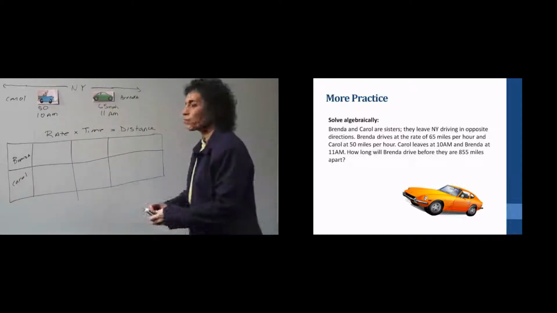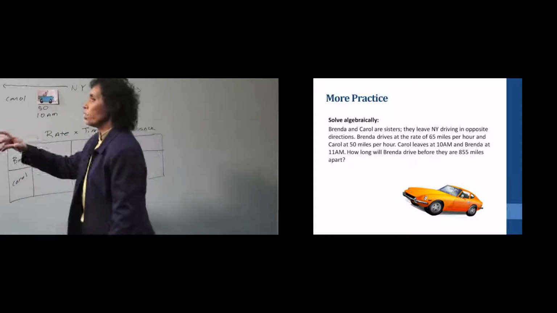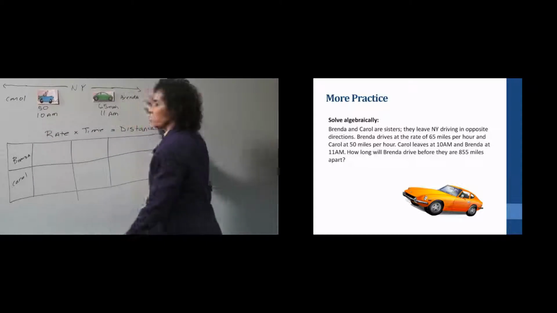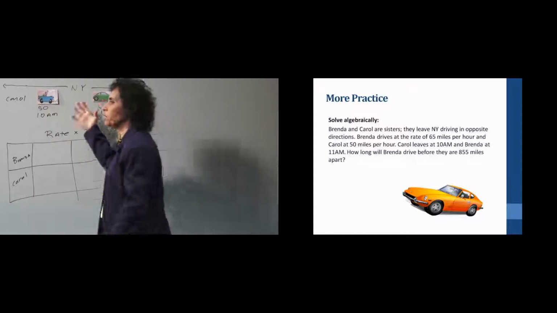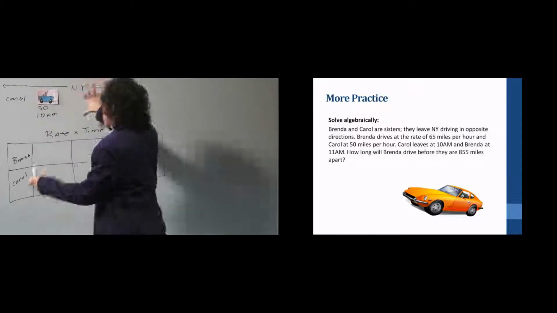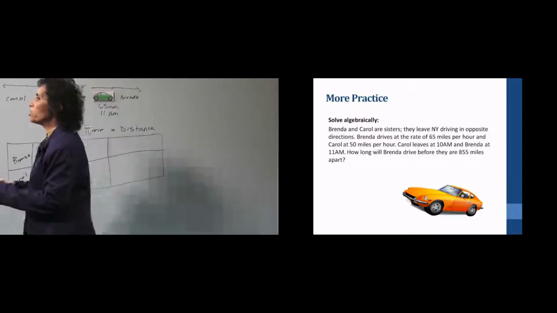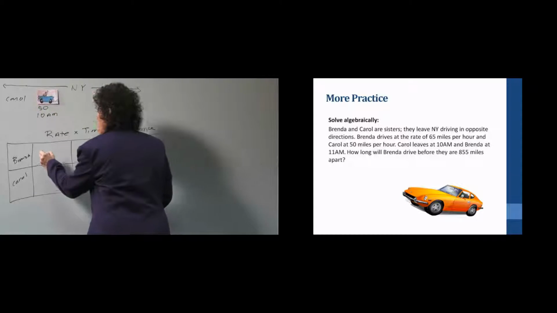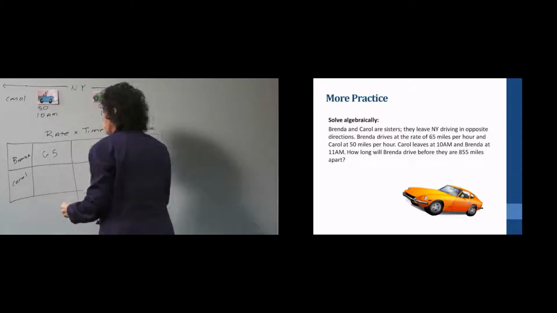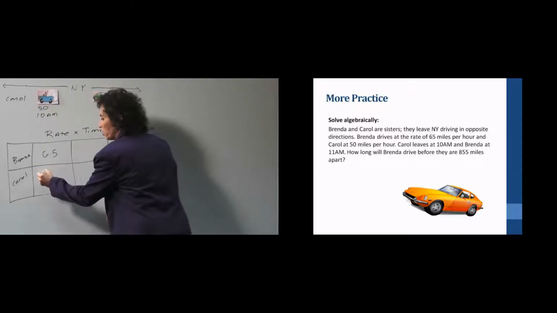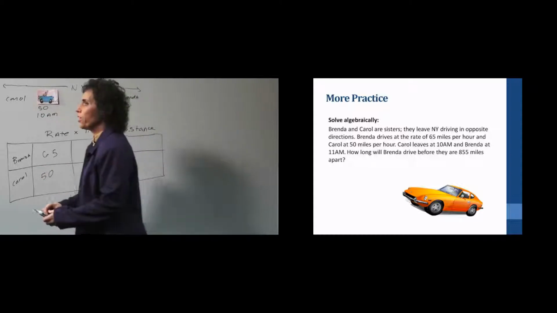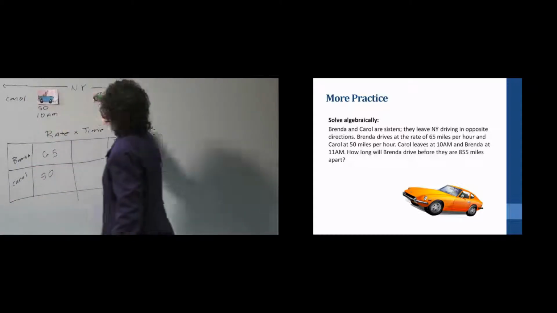Okay, here's what we got. Brenda and Carol are sisters. They're leaving New York, driving in opposite directions. Okay, so we got that kind of set up. I like the little diagram because it helps me with the formula at the end. That's my opinion. Okay, Brenda drives at the rate of 65 miles per hour. That's for Brenda. And Carol at the rate of 50 miles per hour. Okay, then it says Carol leaves at 10 a.m., Brenda leaves at 11.